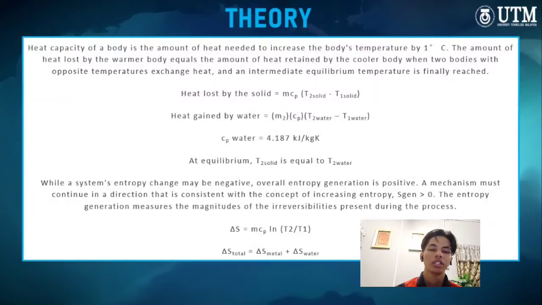Following the equation, delta S equals m Cp ln T2 over T1, and the change of S total equals the change of S metal plus the change of S water. So I will pass to the next person.